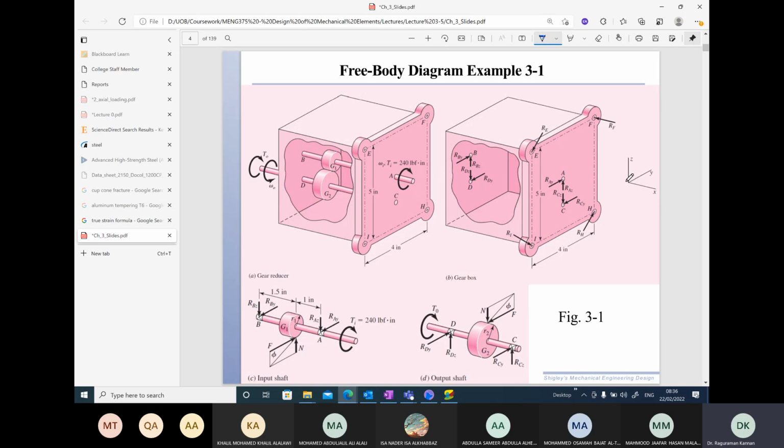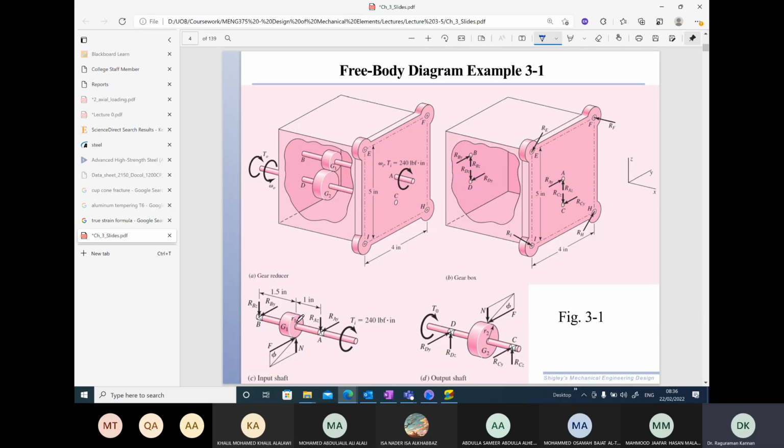So let's first identify the axes, X, Y, and Z. On the Y and Z axes at points B, D, A, and C, you will have reaction forces. Since the gearbox itself is mounted using bolts, again, you will have forces in 3 dimensions. So you will have 3 components here, 3, 3, 3. This is how you will represent a free body diagram for a gearbox.